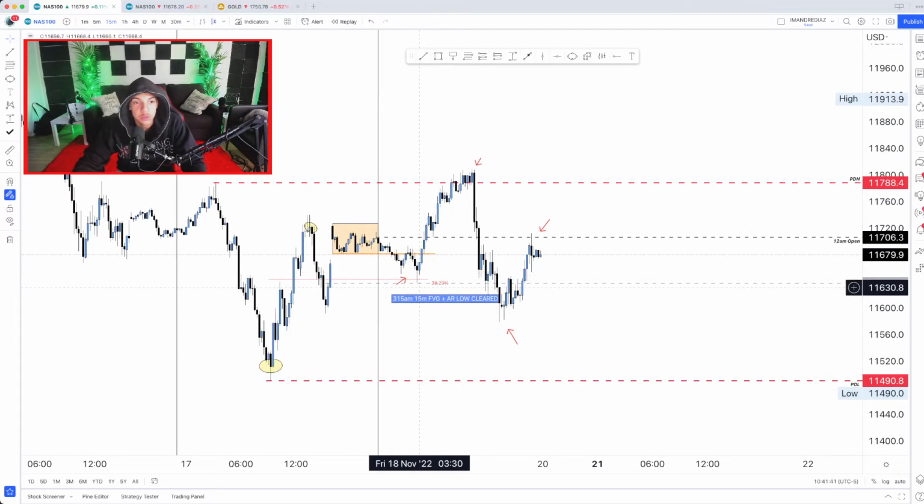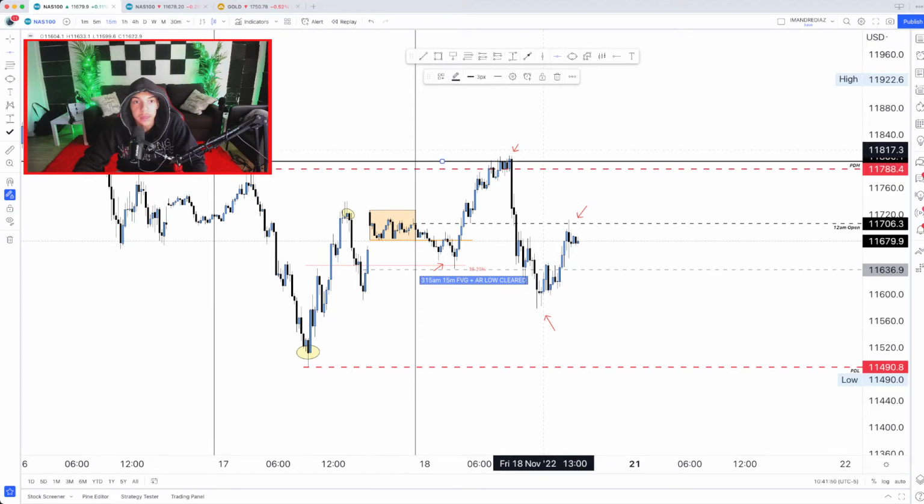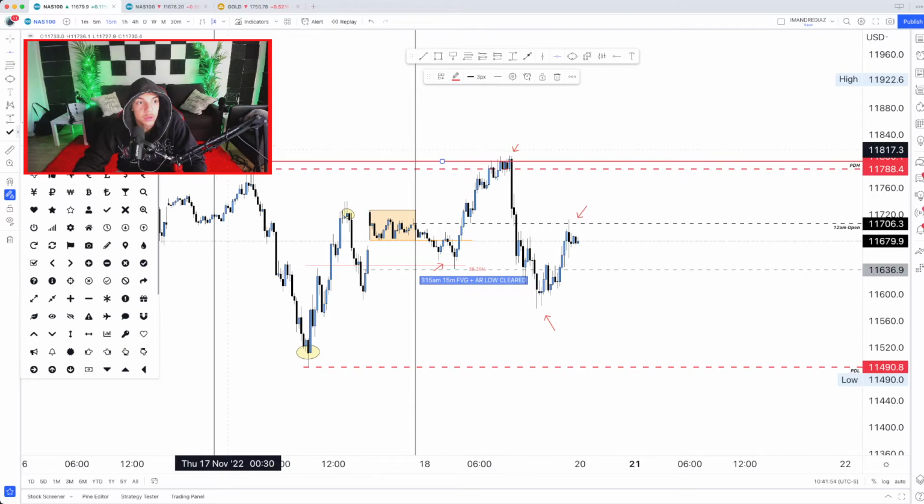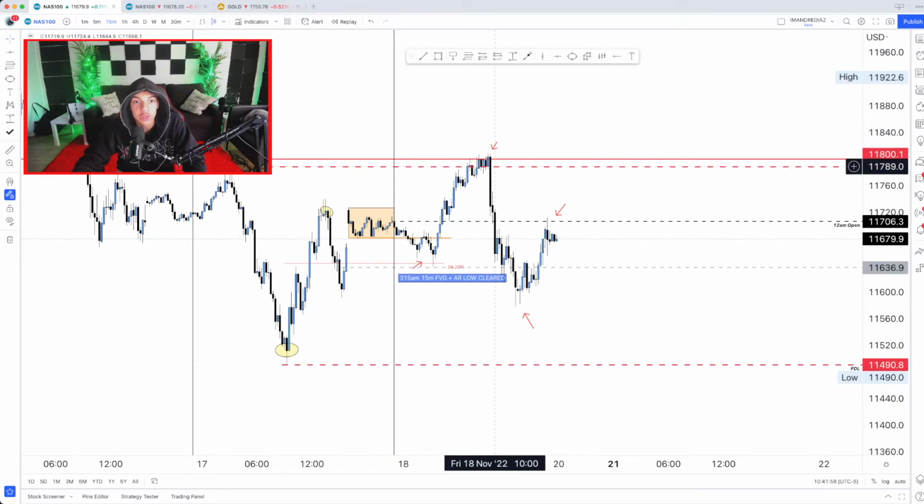Boom, that's where price came into. And then from here, this is what led price to have this expansion to the top side, doing what? It came all the way up to this 11,800 big figure level. That's one confirmation. It also cleared the previous day's high, grabbing the liquidity from it. Another confirmation. And if you look at what time this happened, 9:30 in the morning.